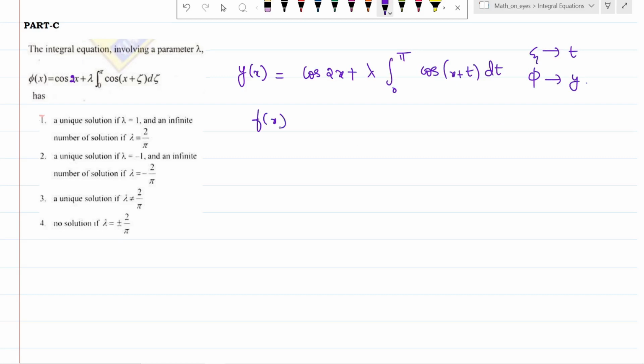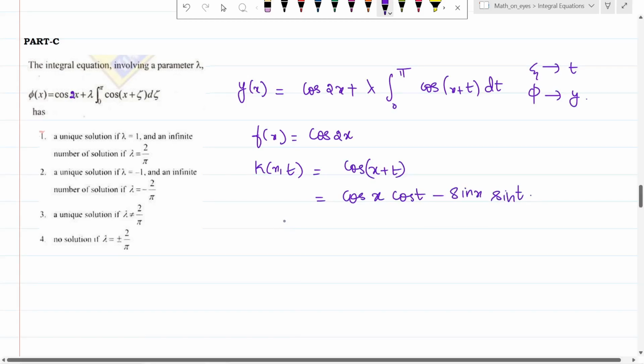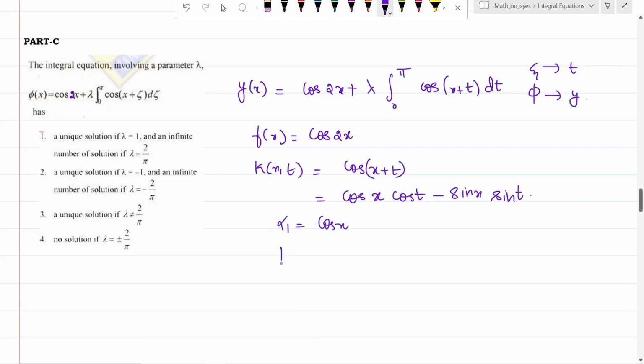Now here, this is a Fredholm integral equation and it is not Volterra type because the limit is finite. So you have f of x equal to cos 2x and k of x comma t, it's a quite big problem, k of x comma t is cos of (x plus t). The formula for cos of (a plus b) is cos a cos b minus sin a sin b. So cos of (x plus t) will be equal to cos x cos t minus sin x sin t. Here alpha 1 will be equal to cos x and beta 1 will be equal to cos t. Alpha 2 will be minus sin x and beta 2 will be equal to sin t.